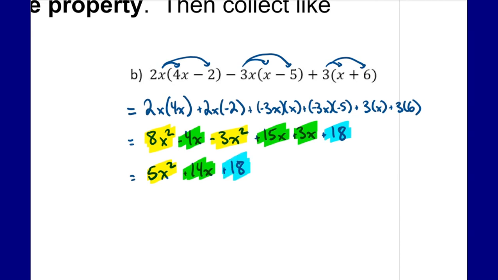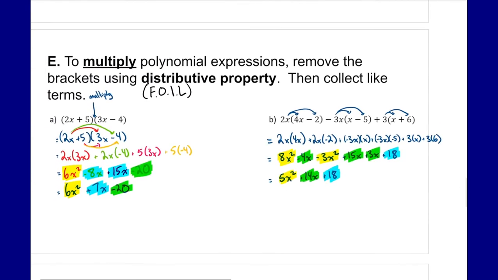So I've collected like terms now. I've simplified it as much as I can. So I've multiplied that expression.